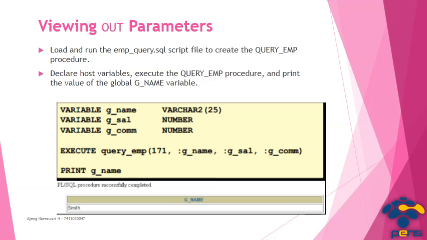This is the syntax of the example: variable g_name varchar2, the length is 25, variable g_sal number, then variable g_comm, the type is number. Execute query_emp in the brackets 171, g_name, g_sal, g_comm, print g_name. And then the table on the bottom is the result of this code.